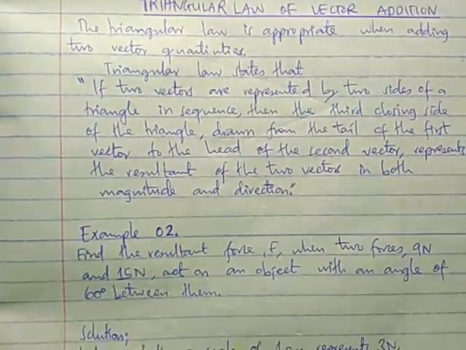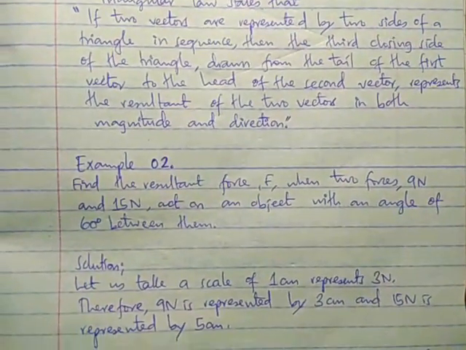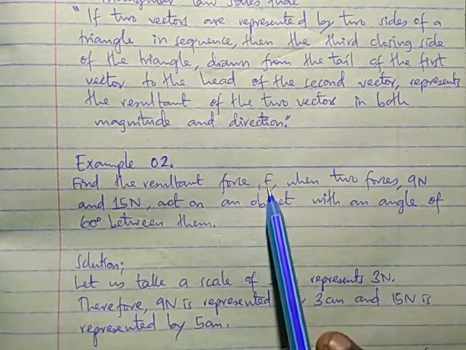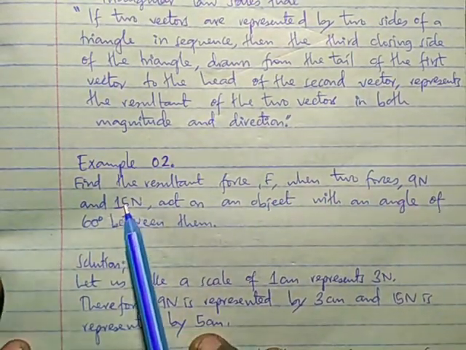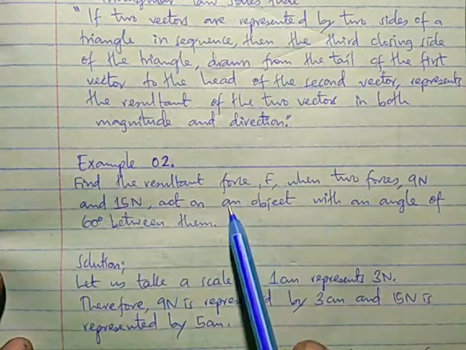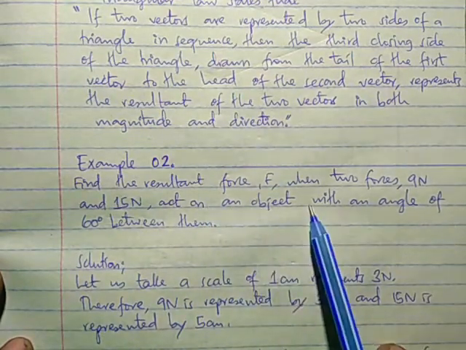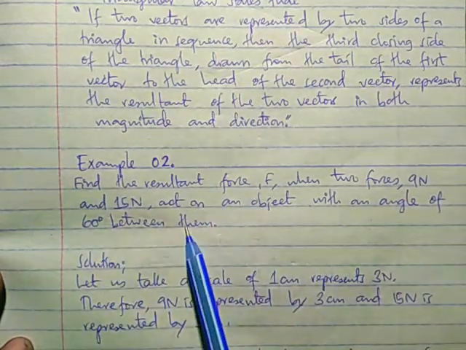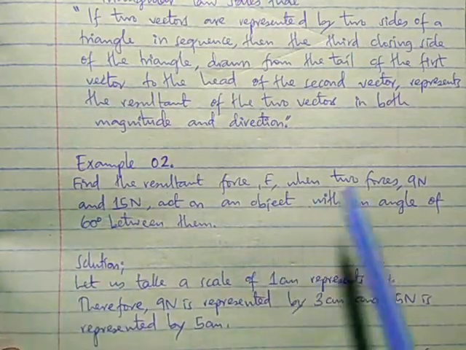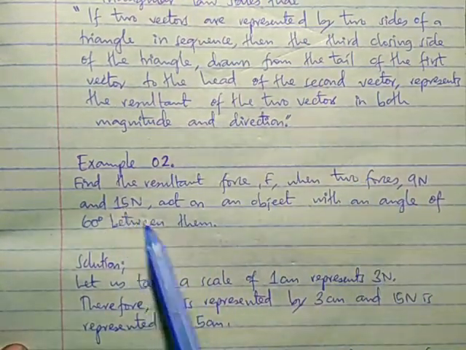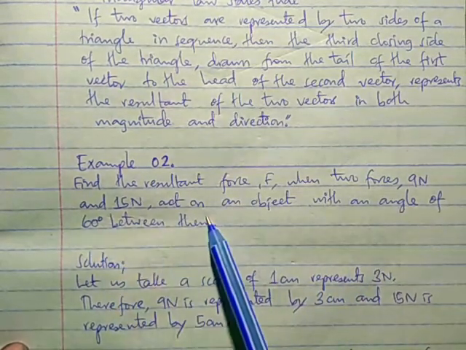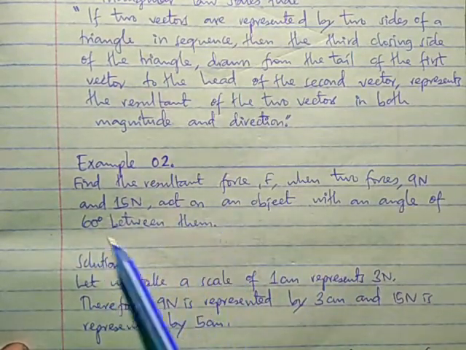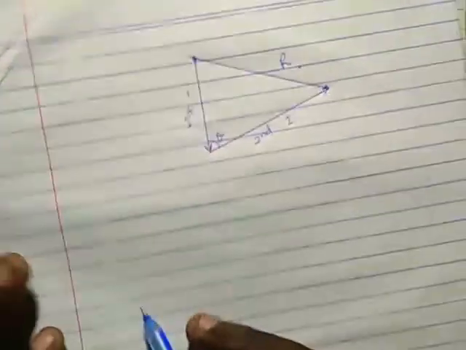Now let's see the solved example of the triangular law. The question says: find the resultant force F when 2 forces, 9 newton and 15 newton, act on an object at an angle of 60 between them. We are given 9 newton and 15 newton acting on an object with an angle of 60 between them. What is the angle? 60. This question is simple.